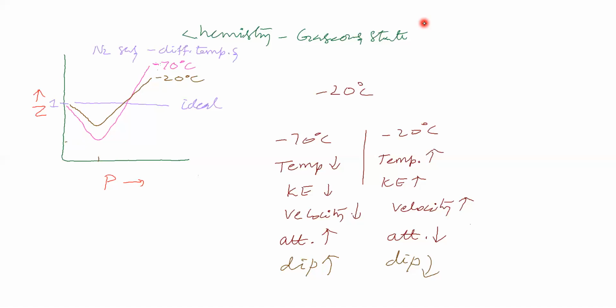Now we will see the dip of the curve. This dip says the maximum attractive force possible for a given temperature. So now see that at minus 20 degrees Celsius, the dip is less. At minus 70 degrees Celsius, the dip is high. So the magnitude of attractive force is high at minus 70 degrees Celsius when compared to minus 20 degrees Celsius. This we are expecting normally.